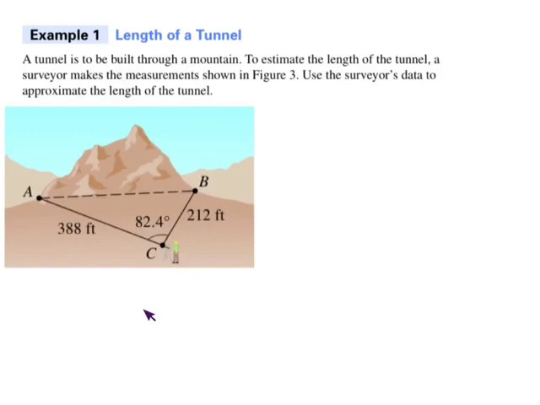Well, let's see what we've got. Here is the surveyor. He is approximately 388 feet out from point A on the left side of this mountain, and about 212 feet from point B, which is on the right side of this mountain. The angle in between, right here, that we call angle C, is 82.4 degrees. So what we want to find is the measure of this right here, this dotted line going through the tunnel.